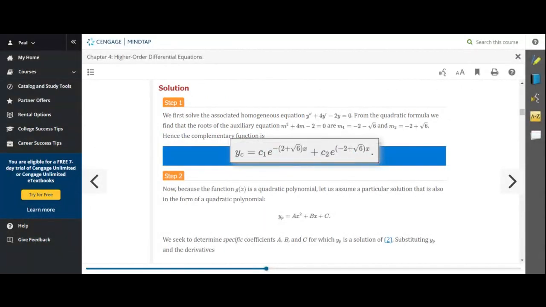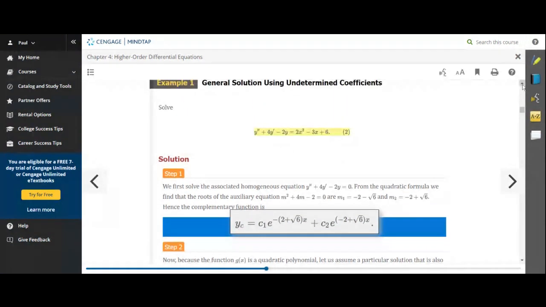Okay, but then what you have to do is make a guess as to what a particular solution would be to this differential equation. And for that, you look at the right-hand side of the differential equation. You notice the right-hand side is equal to 2x squared minus 3x plus 6.